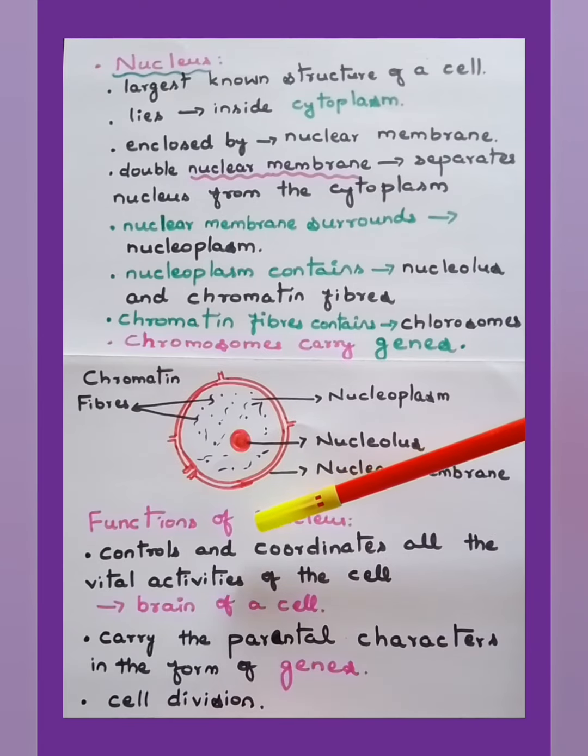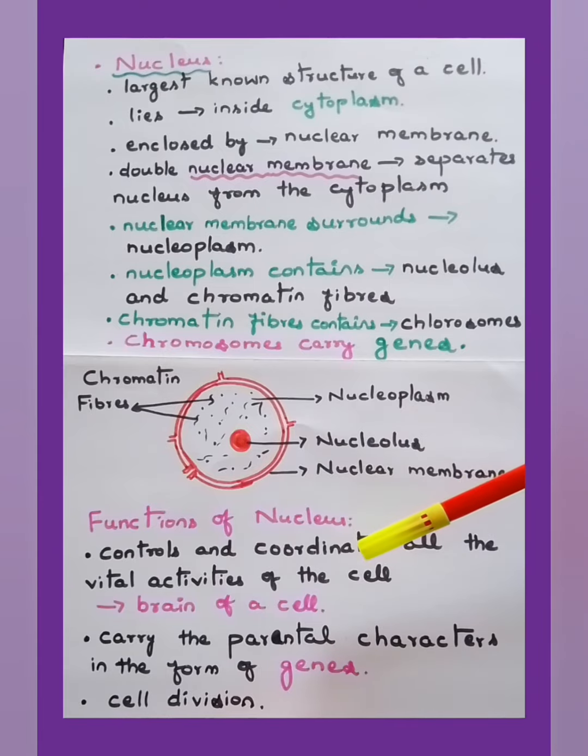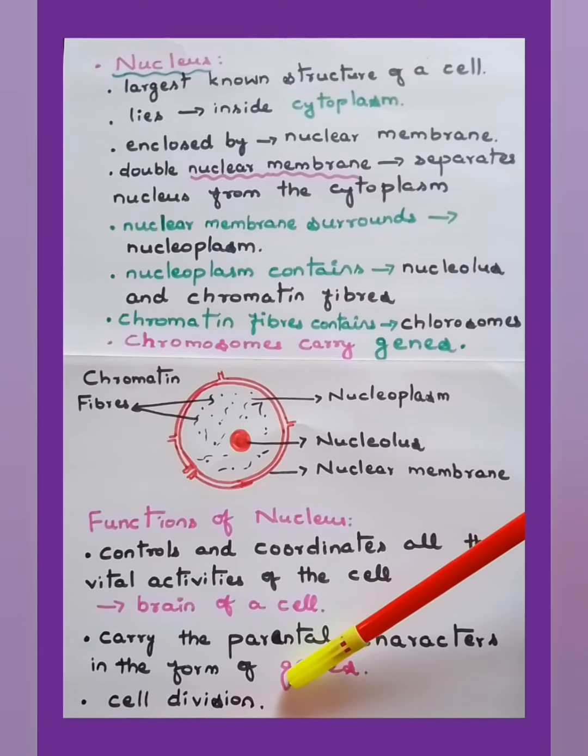Nucleus, it controls and coordinates all the vital activities of the cell. Therefore, it is called as brain of a cell. And it contains chromosomes. Chromosomes carry the parental characters in form of genes. And nucleus plays an important role in the cell division.